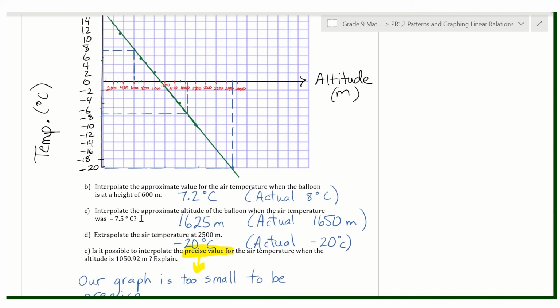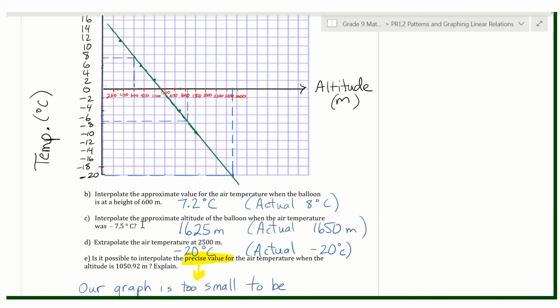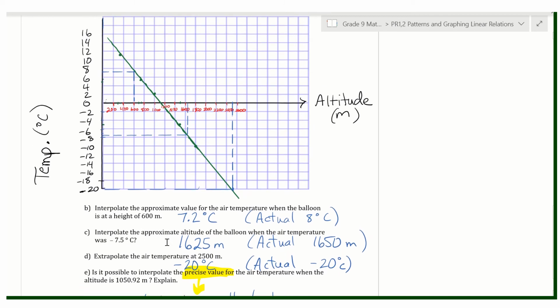Next question, interpolate the approximate altitude of the balloon when the air temperature was negative 7.5. So I found negative 7.5 to be right there. You can see I drew a dotted line going across, and then I hit the line and I went up, and it looks like it's just past 1600. So I just estimated 1625, and I actually calculated the actual to be 1650. So that's not a bad guess.